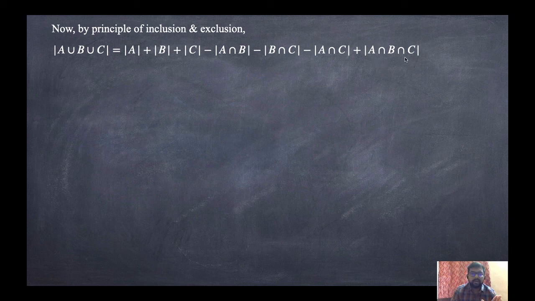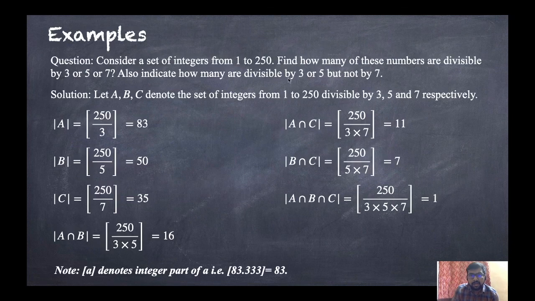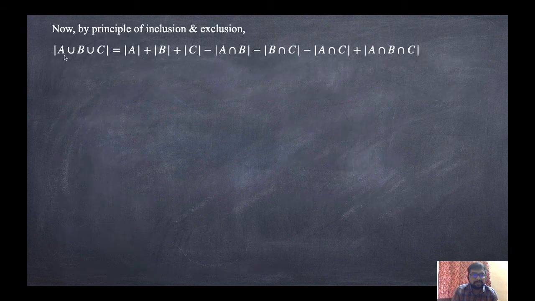Now we have calculated almost all the entries. If we put all these values, we will get 135 for A union B union C. So this is the answer to the first question. What was the question? How many of these are divisible by 3 or 5 or 7? We have calculated all these entries, so if we substitute the values, we will get 135.